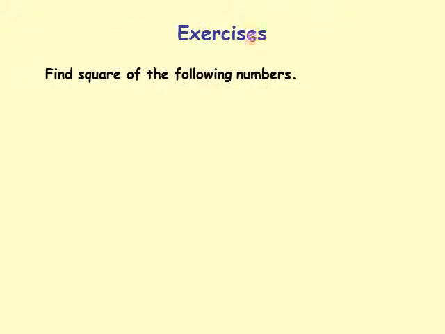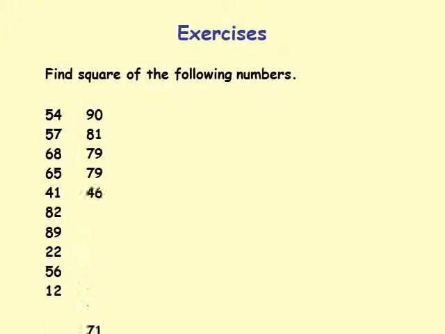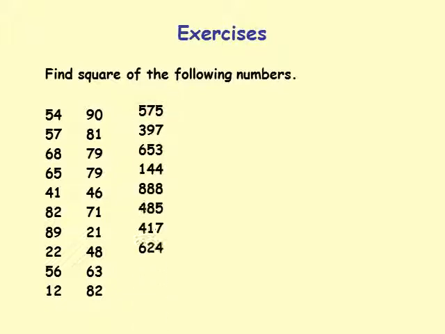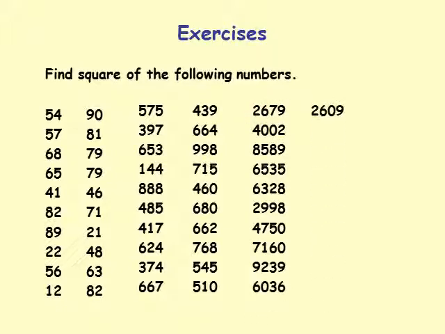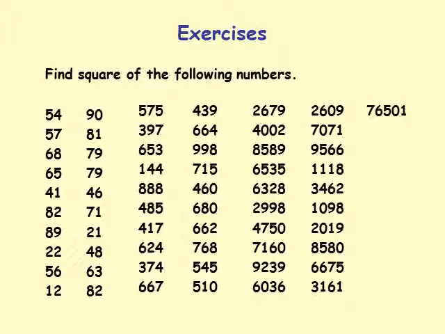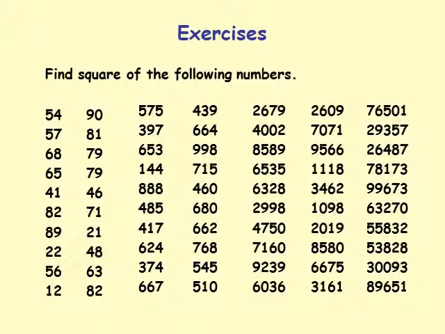Let's do this exercise now. Find the square of the following numbers. Okay, 54, now two digit numbers, 67, 68, some more. Now three digit number 575 and some more. Four digit number 2679 and some more. Five digit number 76501 and some more. Okay, that's it.